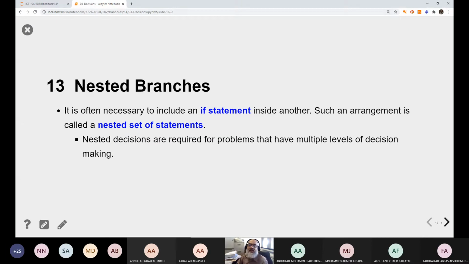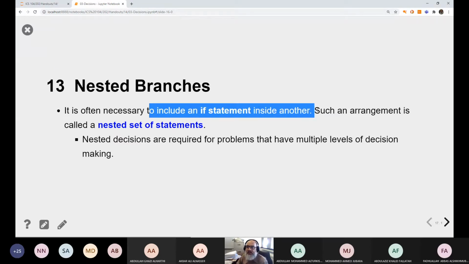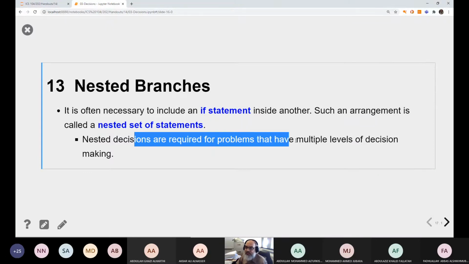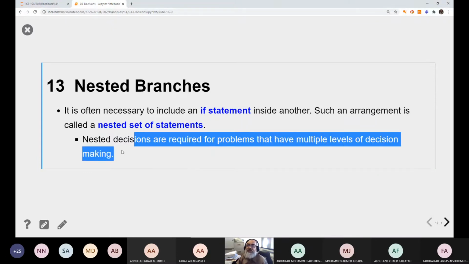This is basically called nested branches, or a nested set of statements. Nested because they are inside each other. So it is often necessary to include an if statement inside another. Such an arrangement is called a nested set of statements. Now, nested decisions are required for problems that have multiple levels of decision making.